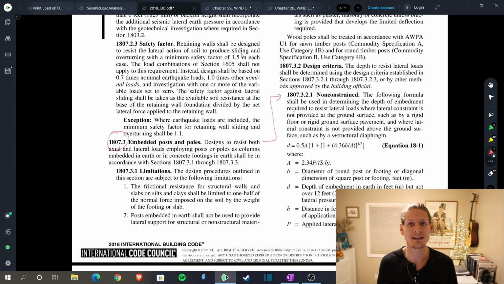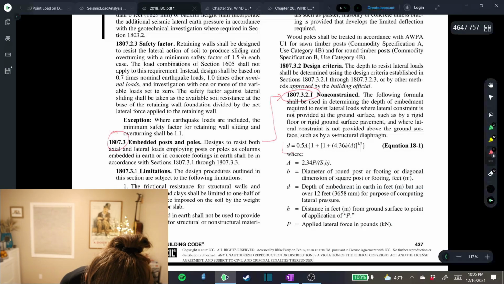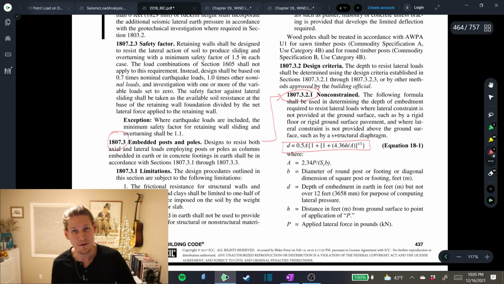And what that has to do is determining if your footing is pinned, is properly secured at the top of its base. And for us, since this is just kind of like a wood fence, we are assuming that that wood fence is just in a grass field, which means that there's nothing around it structural that can pin the top and restrain your footing. And you will see the following formula shall be used in determining the depth of embedment required to resist lateral loads with lateral constraint is not provided at the ground surface, such as by a rigid floor or a rigid ground surface pavement. So they give you two examples of objects that could constrain your base, but we don't have those. So this gives us an equation that solves the required depth of our footing.